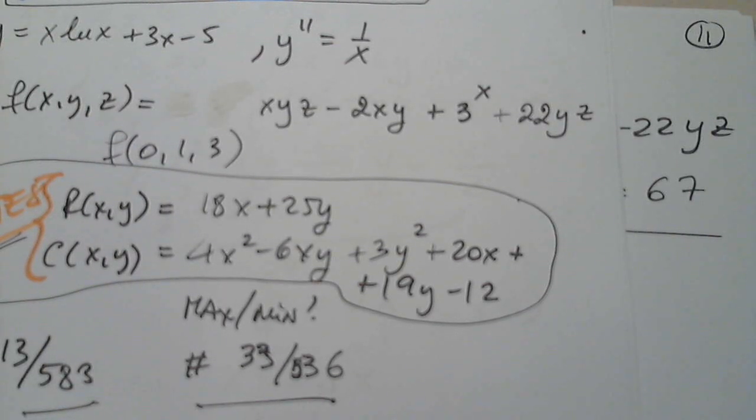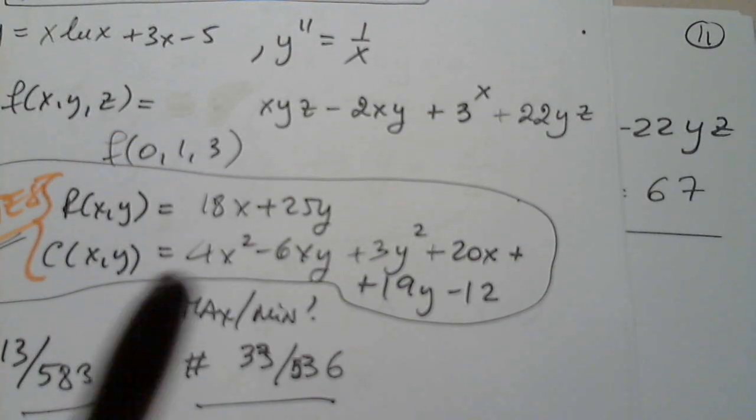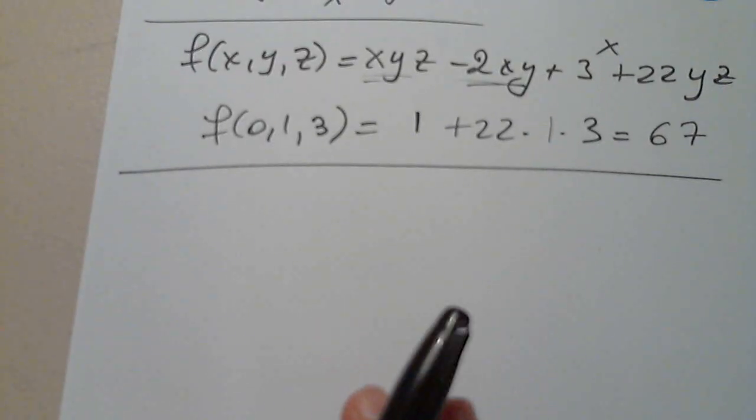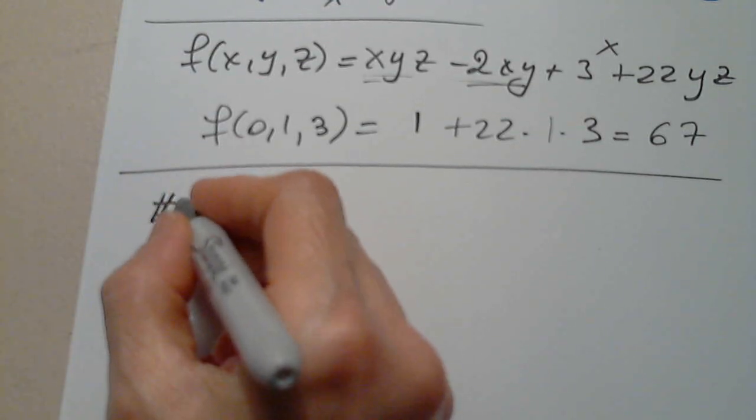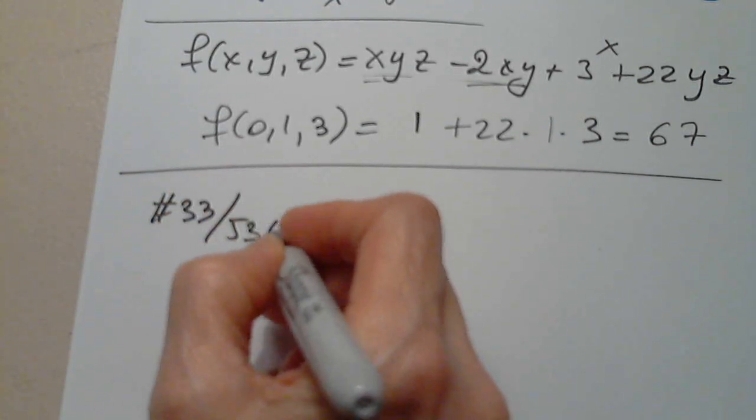So I chose 13. 13? Really? Oh, no, 33. Sorry. Okay, so we have 33. So this is problem 33 on 536.